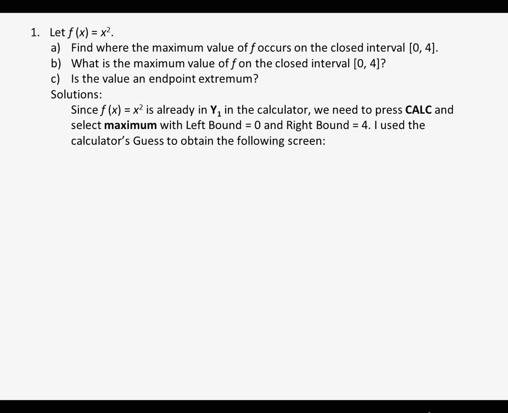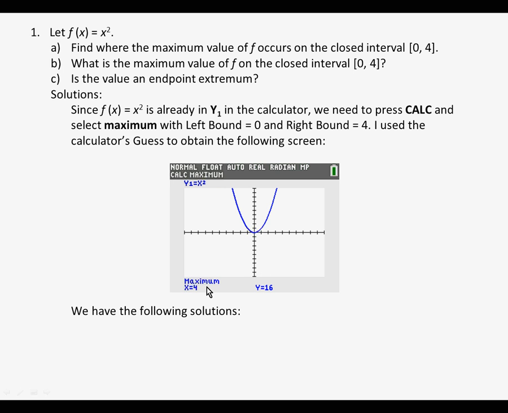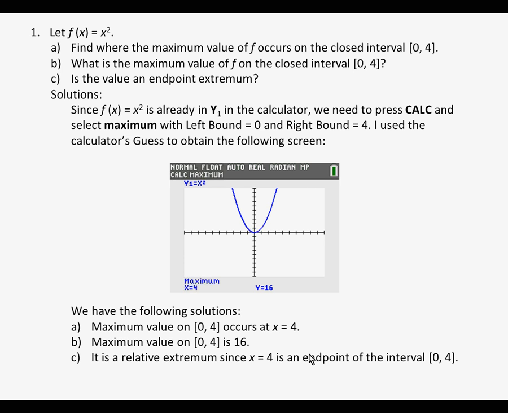Now for question C, so here are our solutions. Question C is the value in endpoint extremum. So it's asking, is x equal 4, is that one of the endpoints of this interval? Yes, it is. It's the right endpoint. So is it an endpoint extremum? Yes. So the maximum value on 0, 4 occurs at x equals 4. The maximum value on 0, 4 is 16. And it is an endpoint extremum since x equals 4 is an endpoint of the interval from 0 to 4.